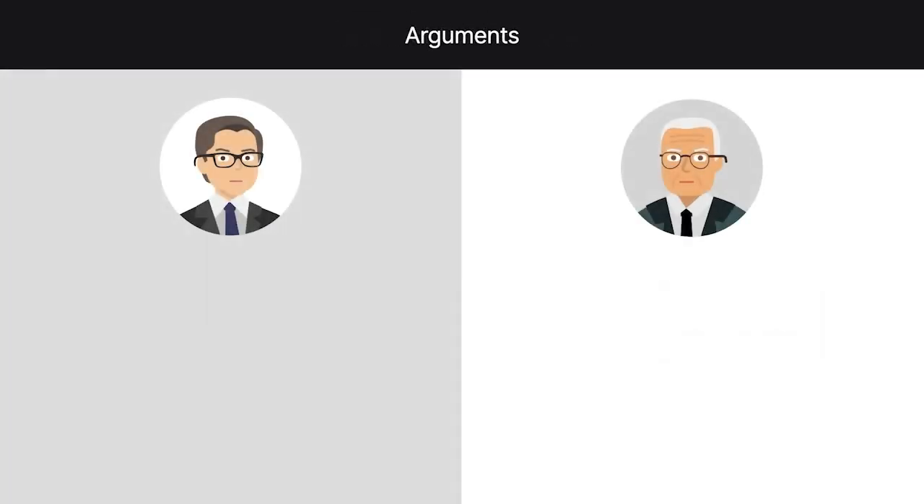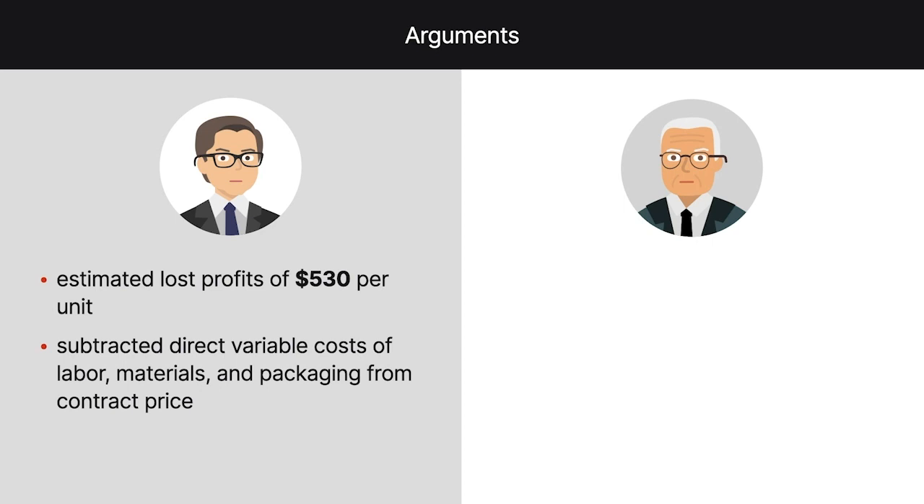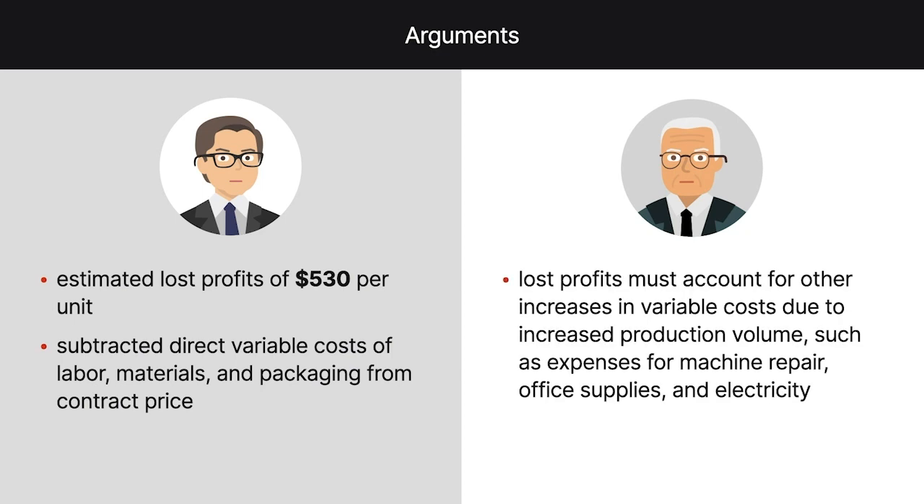Short Trip argued that lost profits of $530 per unit were the appropriate remedy. Short Trip got its figure by subtracting the direct variable costs of labor, materials, and packaging from the contract price. Westinghouse argued that lost profits must account for other increases in variable costs needed due to the increased production volume, such as increased expenses for machine repair, office supplies, and electricity.